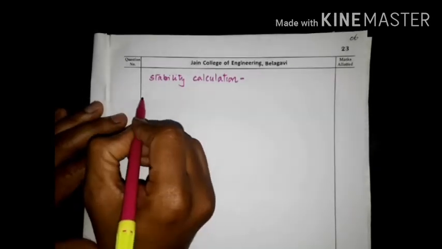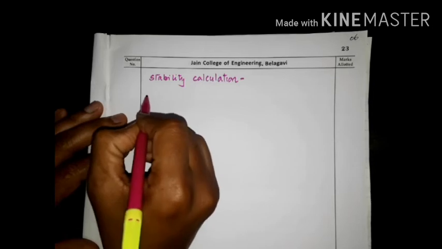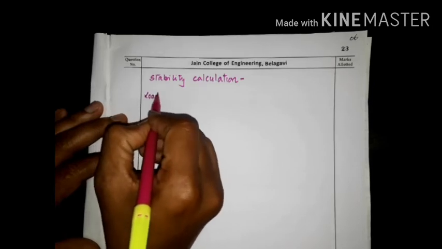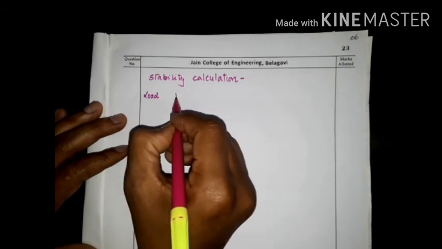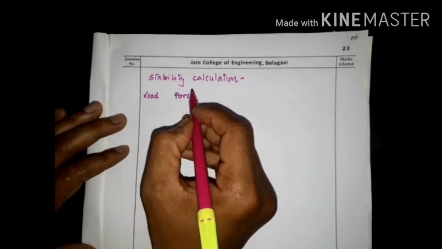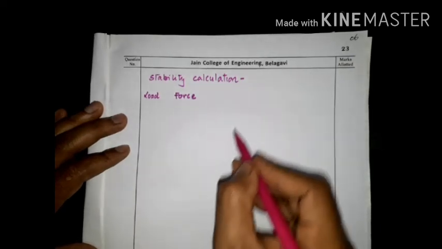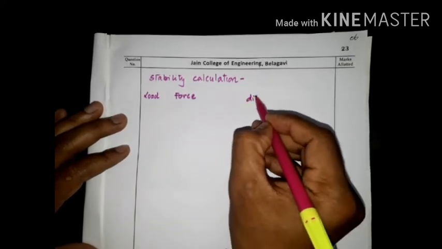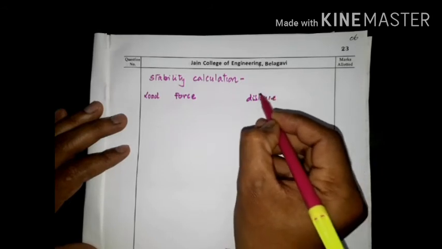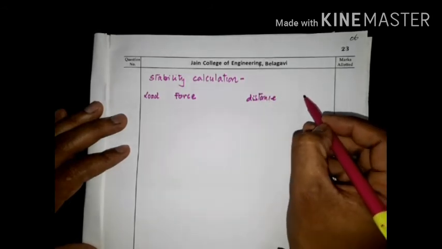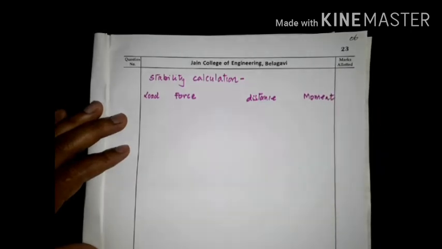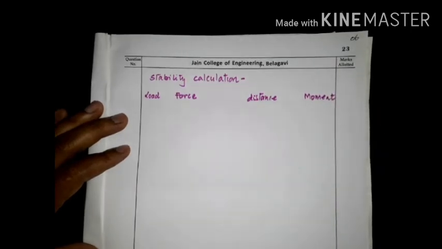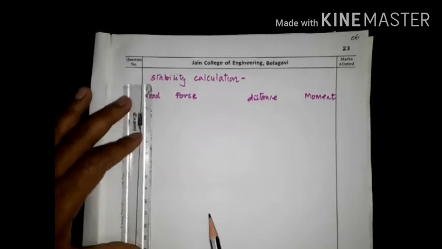So first in that, you have to go for load or force. Load, then force, then distance, then movement. Okay, force, the intensity of load, distance and movement.